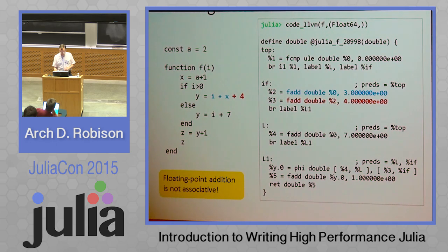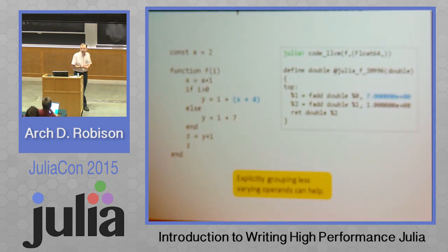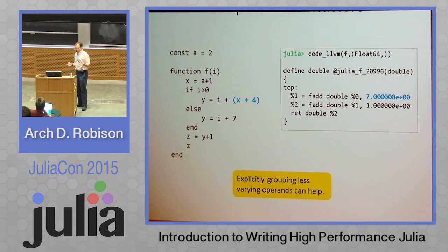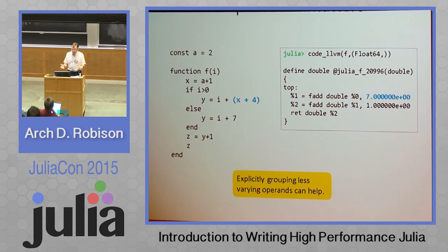So sometimes you can help things along. Here, if I take that same code and parenthesize it slightly differently, the a plus 1 is known to be a constant to the compiler, and now x is known to be a constant. Then x plus 4, they're both constants, so now the compiler can do it just because I added the parentheses to force the evaluation so that the constants were grouped together. But it still can't completely collapse it. It's adding 7 and then adding 1.